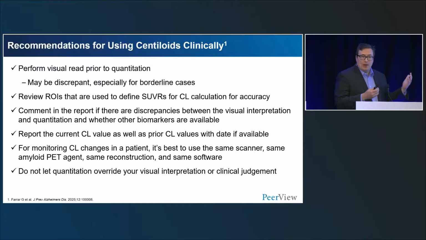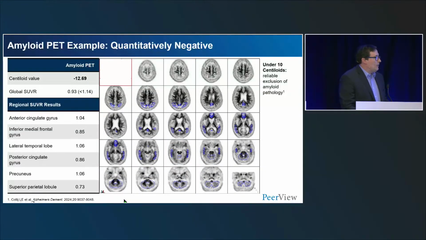I'll show you a couple of areas where I think the visual read is clearly correct, where the quantitation is wrong. We also see some artifacts. We don't have time to go into great detail, but the Centiloids can be off, either due to an error or due to the method. So here's an example of a quantitatively negative scan. Just visually, you see nice gray-white differentiation like Phil talked about. These blue ROIs are various brain regions, and this is using a commercial software viewer. Different methods may have different readouts and different ROIs.